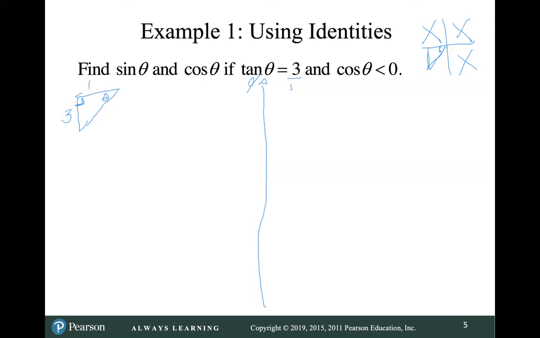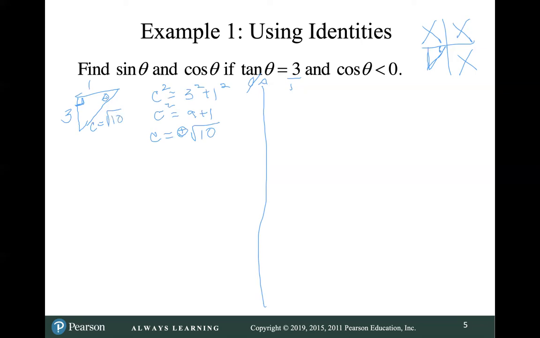I need to find the hypotenuse. So I would say the hypotenuse squared, let's call it C squared equals 3 squared plus 1 squared. C squared equals 9 plus 1. C equals plus or minus the square root of 10. This is a distance, so it has to be positive. C is the square root of 10.